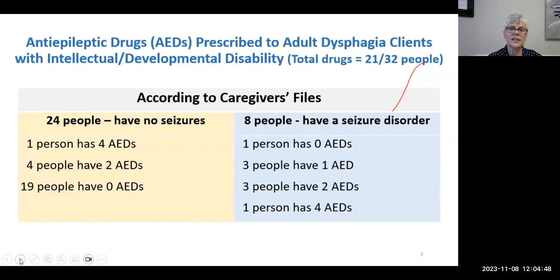And one person in particular really stood out to me, and that is the person who had prescriptions for 4 different antiepileptic drugs, but the caregiver had no record of any seizure disorder. So we're actually going to come back to that person a little bit later in the presentation.